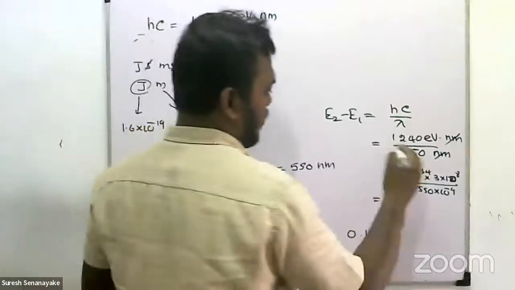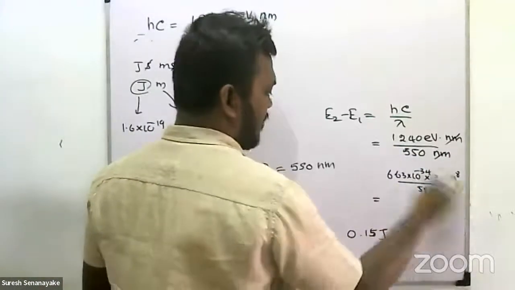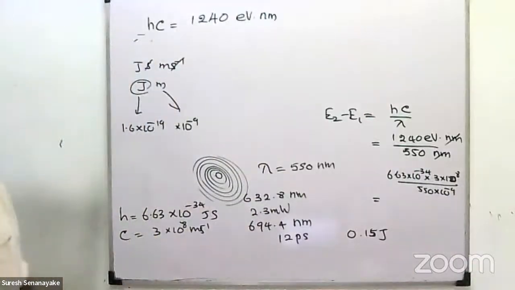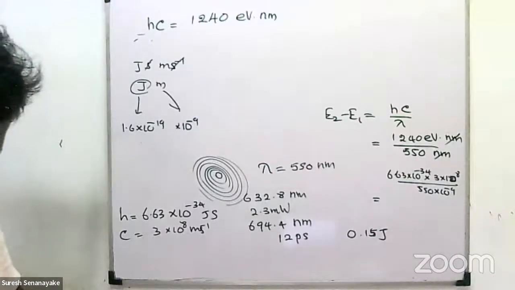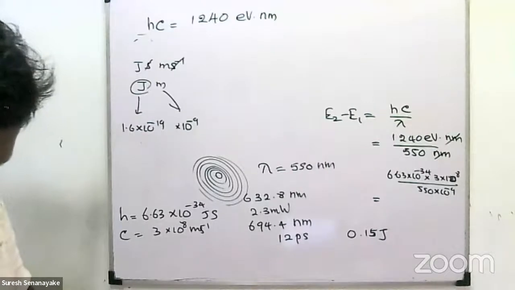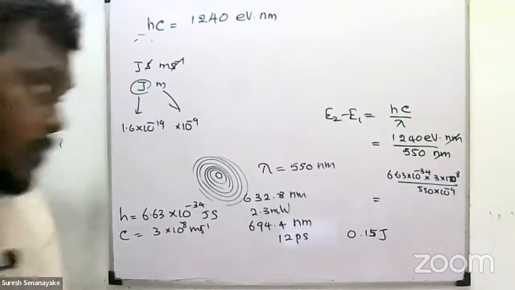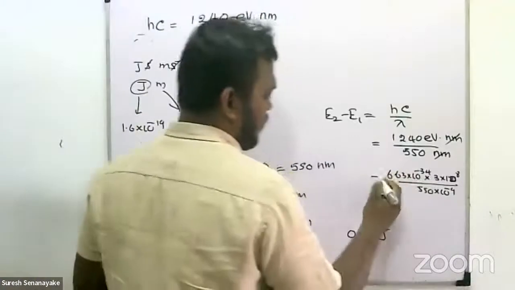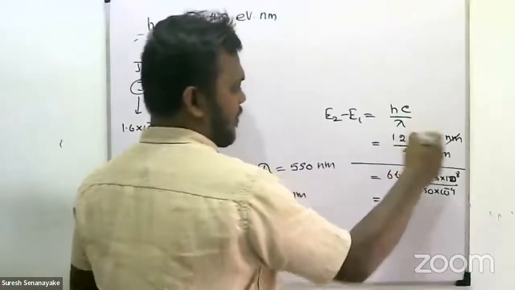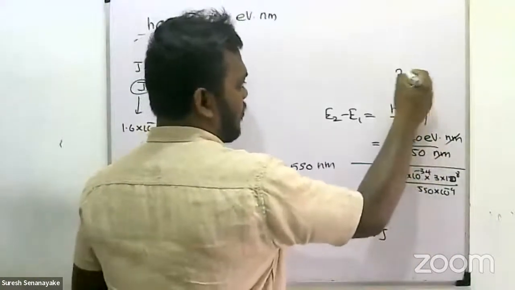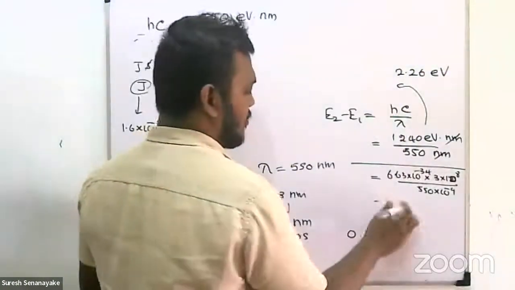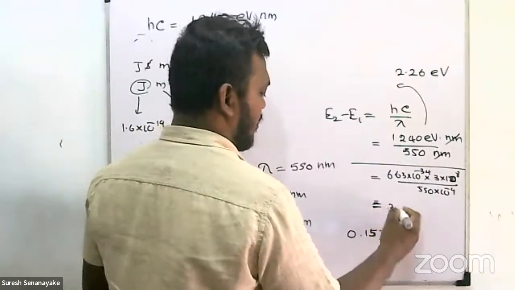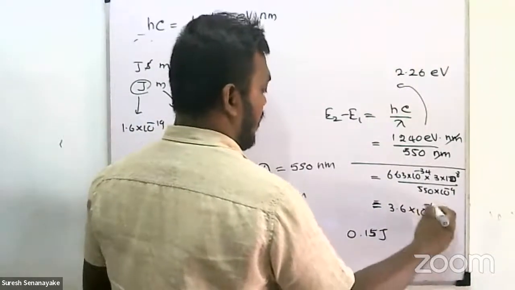About 2.26 electron volts comes from simplifying this, using electron volts. If you simplify this way, you get about 2.26 electron volts, or you can get 3.6 into 10 to the minus 19 joules.